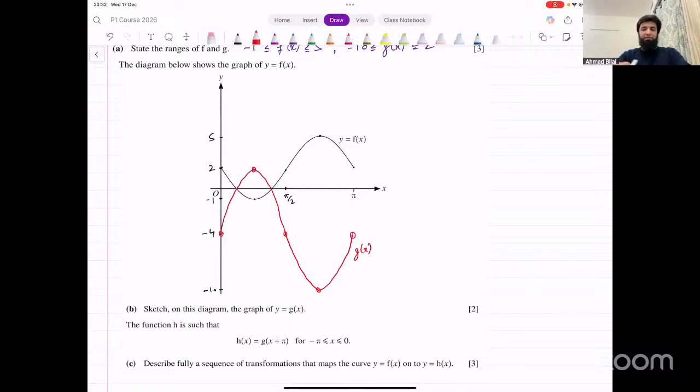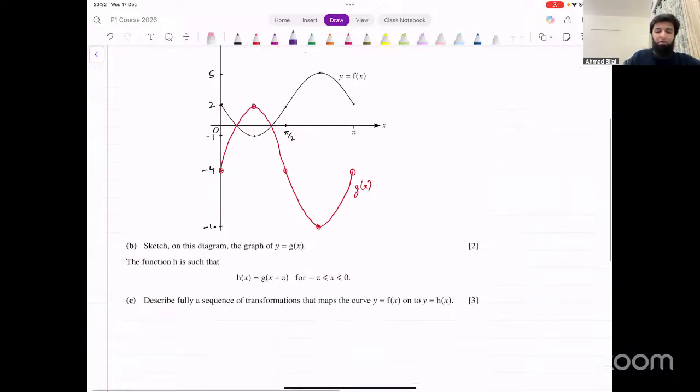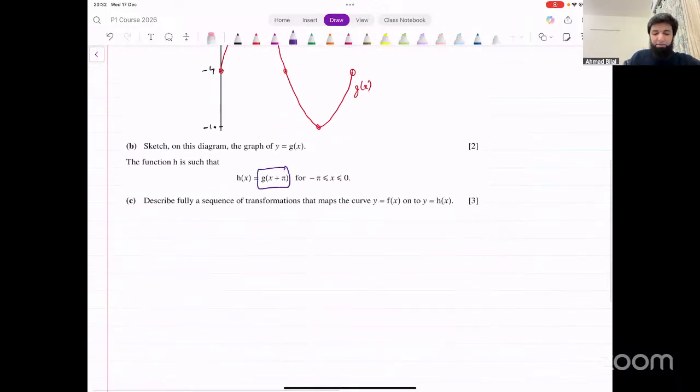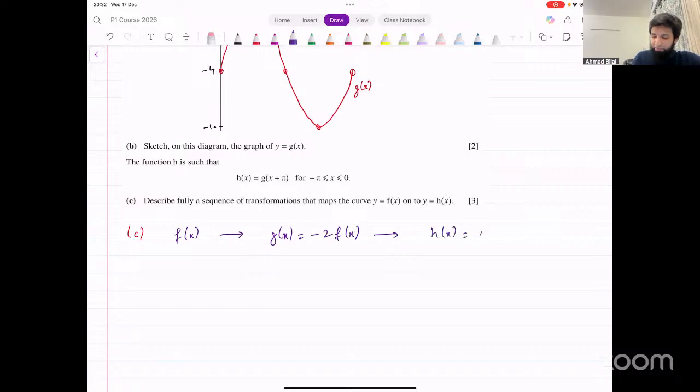Okay, now it says there's another function h, and that is such that h of x is equal to g of x plus pi. Okay. Part C. We had one function f of x first of all. Then g of x was -2 times f of x. And then h of x is g of x plus pi.